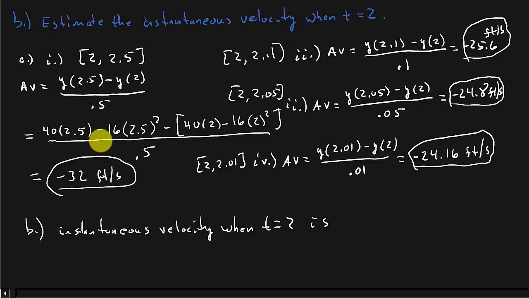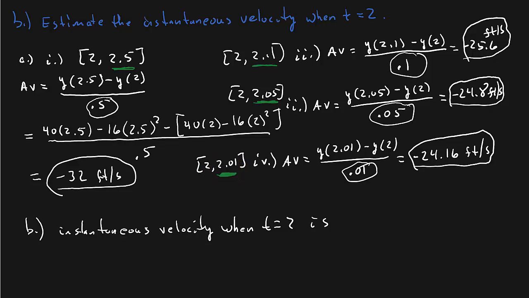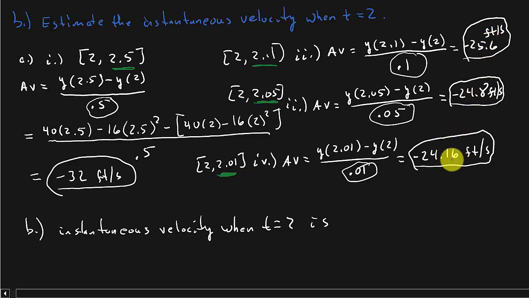Well, let's look at what happened. You see how these intervals here, they got shorter and shorter, right? Okay, and then if you notice, we started at 2.5 and then we went to 2.1, 2.05, 2.01. These values here that I have underlined in green, what are they doing? They're getting closer and closer to 2. And so as these values got closer and closer to 2, well, what do you think this velocity is approaching? We could say 24 feet per second.